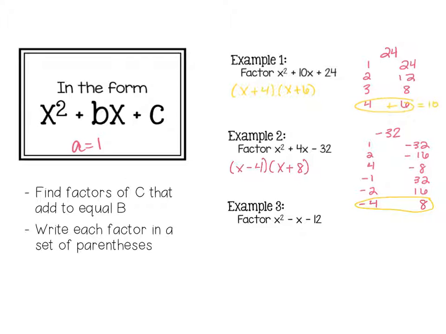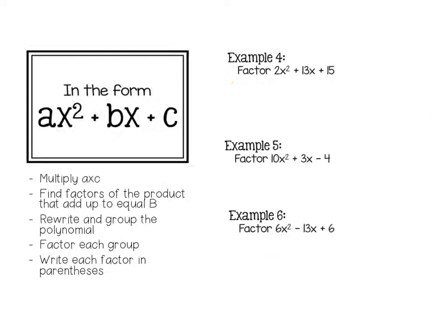Going over example 3, c is negative 12. So I've got 1 and negative 12, 2 and negative 6, 3 and negative 4, or negative 1 and 12, negative 2 and positive 6, or negative 3 and positive 4. And I want factors that are going to add up to equal negative 1. So that's going to be positive 3 and negative 4. So this should have been x plus 3, x minus 4.